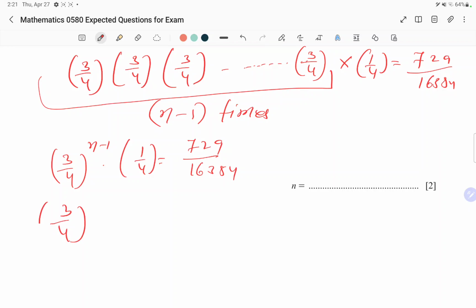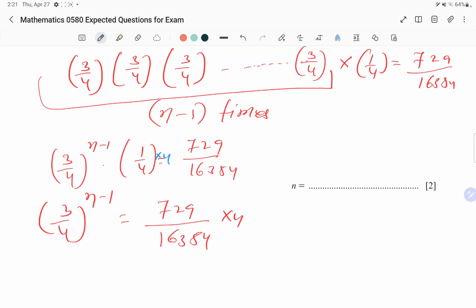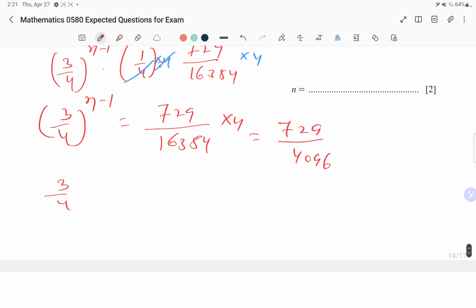Then we can write (3 over 4) to the power n minus 1 equals 729 over 16384 times 4, because if you multiply by 4 here and 4 here, the 4s cancel. So that's how you get this. Can we simplify that a little? This is 729 times 4 over 16384, that is 729 over 4096.